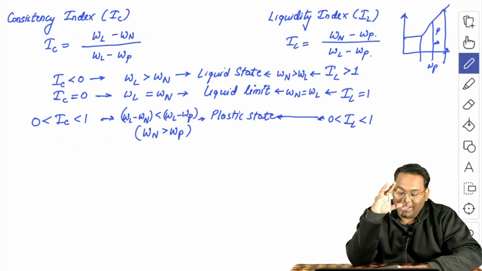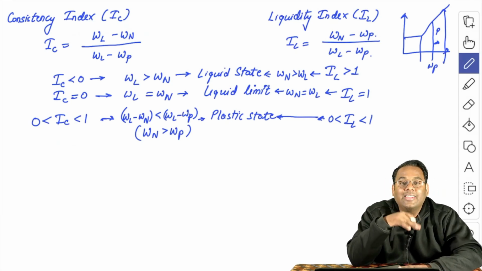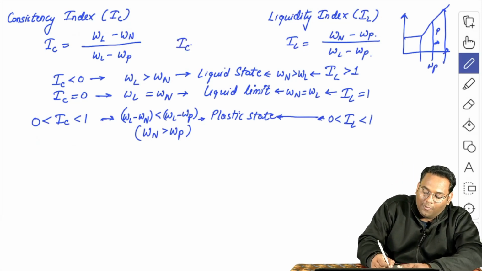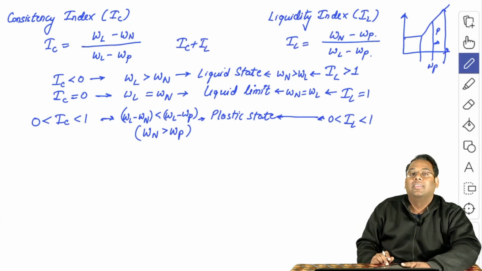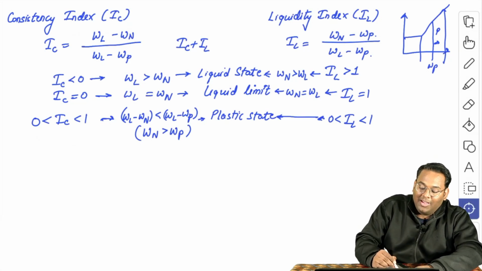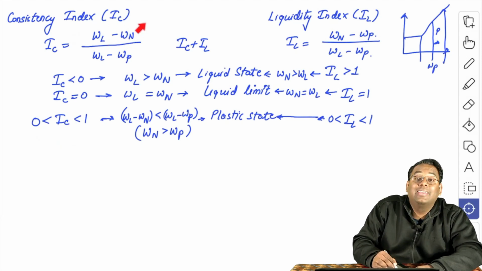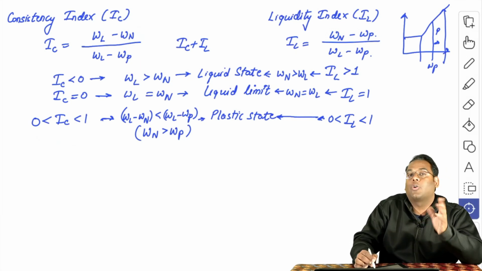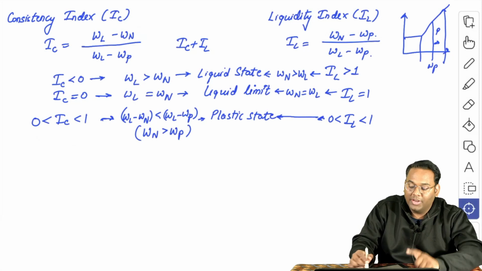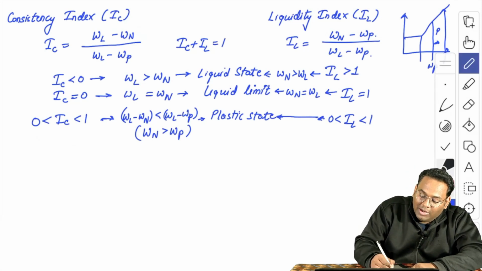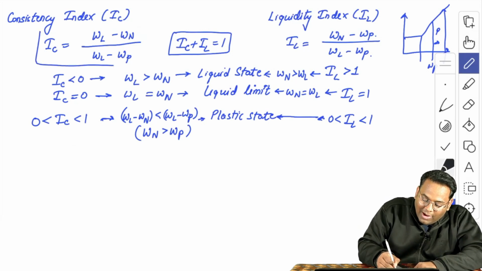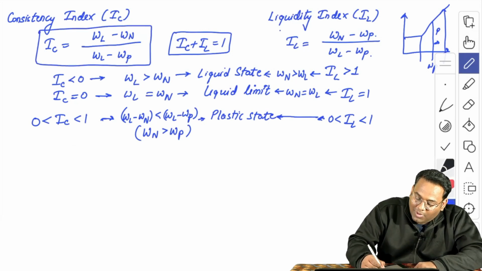And yes, if I am telling you that the soil's IC and IL are between 0 and 1, you can also understand the value of the summation of both of these. See here, the denominator is the same and hence the numerators will get added up. Here you will see that this is minus WN and this is positive WN, and WL minus WP will be common as the denominator. Hence the summation of both will be equal to 1 in all the cases. Yes or no?